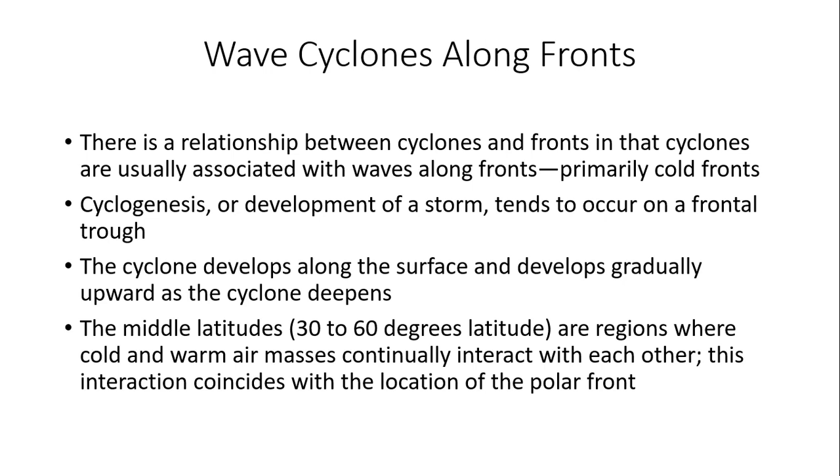The middle latitudes between 30 and 60 degrees latitude are the regions where the cold and the warm air masses continually interact and meet. This interaction coincides with the location of the polar front. So what I'm looking for when I want a favorable area for a front to form is a sharper temperature contrast across the front. And we have a lot of the favorable geography in the United States, east of the Rocky Mountains especially, where we get this very cold, dry air. It's heavy, it's dense, coming down from Canada, and then warm, moist air coming up from the Gulf of Mexico, which is much lighter. So you get this major clash of air masses along these fronts.